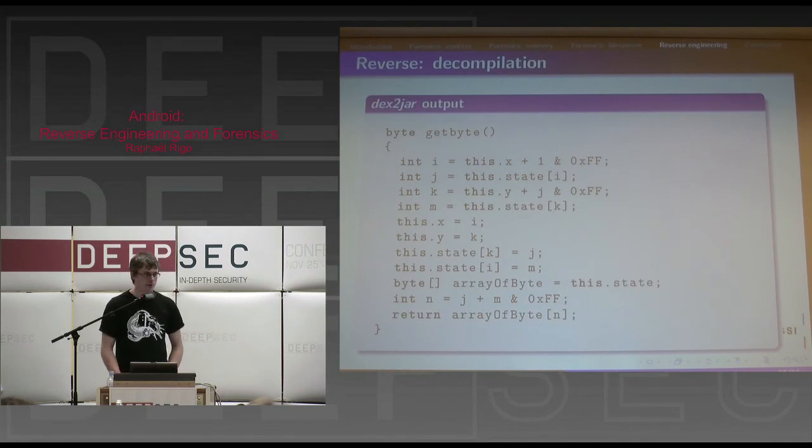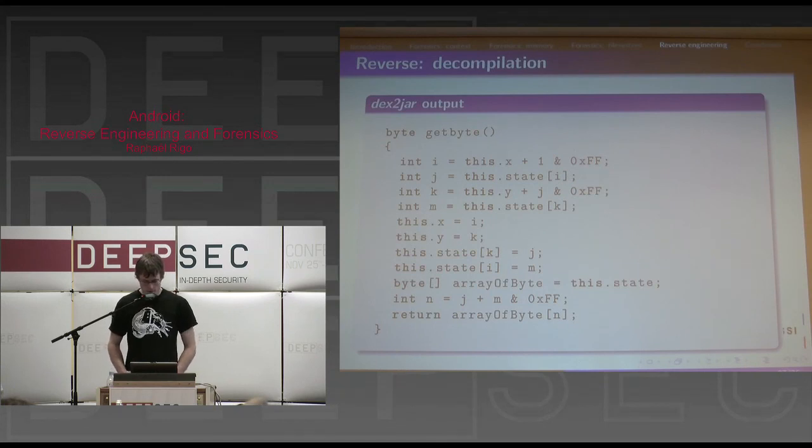And just an example of the RC4 function you had before. It's the result of the decompilation with the Java decompiler of the dex2jar output. So even if you lose a bit of information, it's pretty readable and useful.